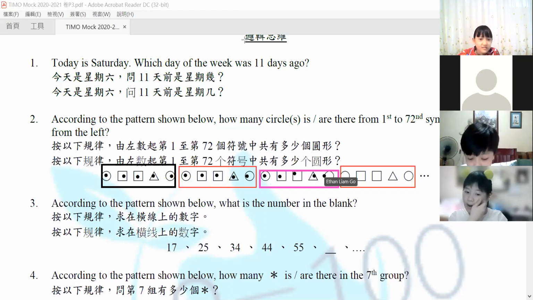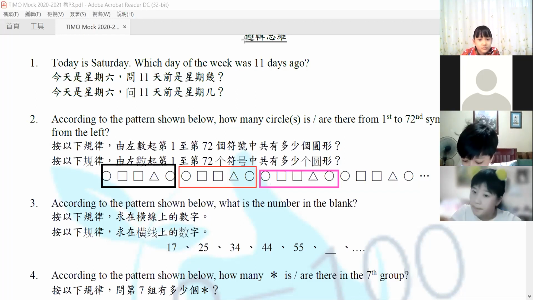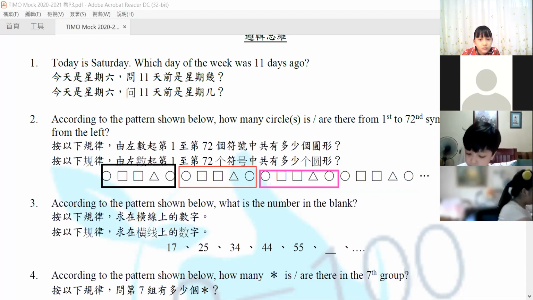That's okay. Don't need to circle them all. Please do not circle them all.